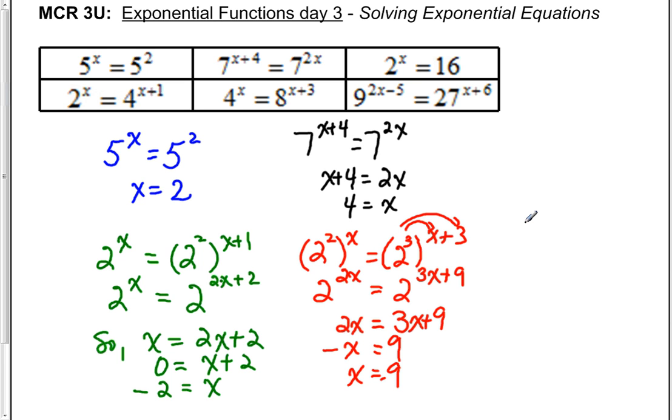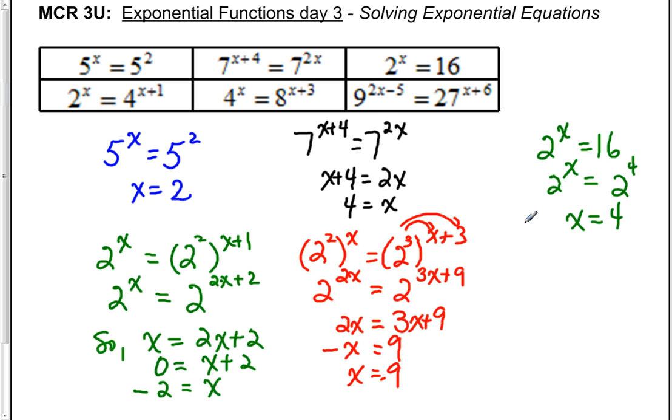2 to the x equals 16. I believe we did this one yesterday, but I can't make any conclusions about that unless I can write or think of both sides with the same base. 2 to the power of 4 is 16, so I can say that x is equal to 4. The next ones are hardest.